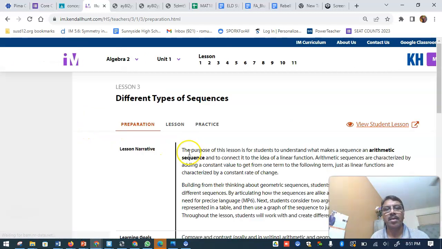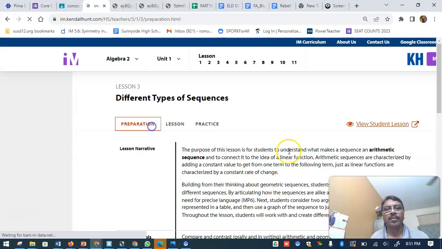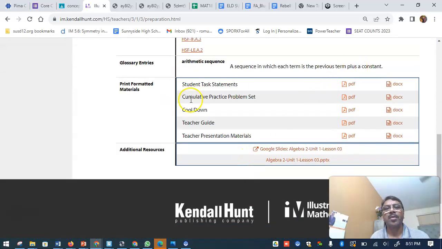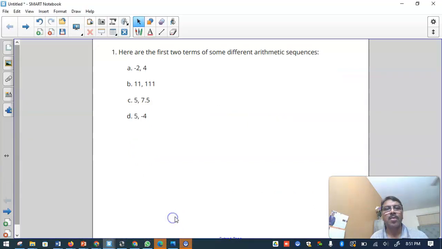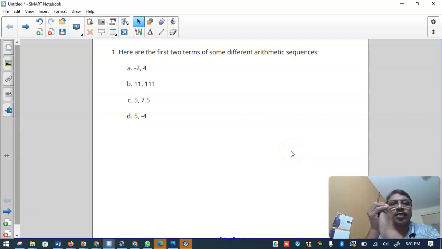So if I click on here, this is the cumulative practice problems, and here it is. What I did was I tried to copy and paste it in the Smart Notebook. Here it is. So the first problem of the day, and there are 7 problems. So let me walk through each one of them.